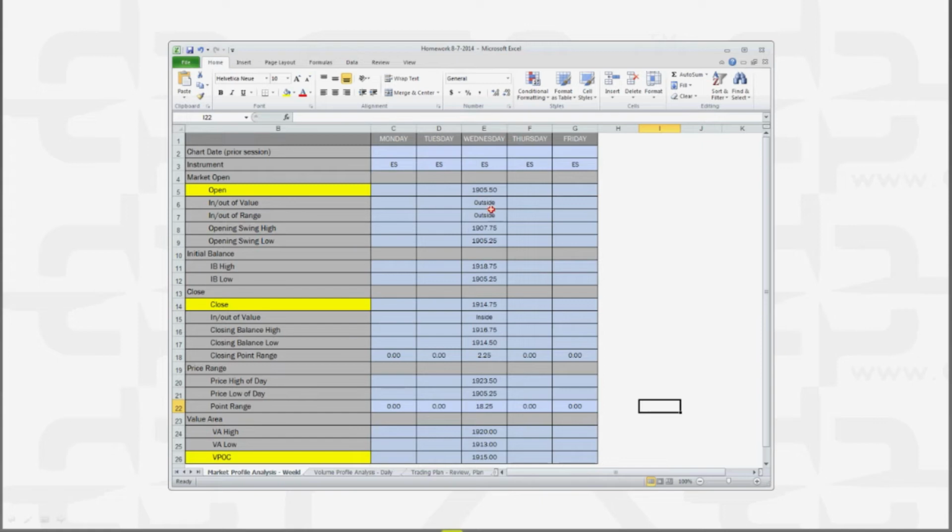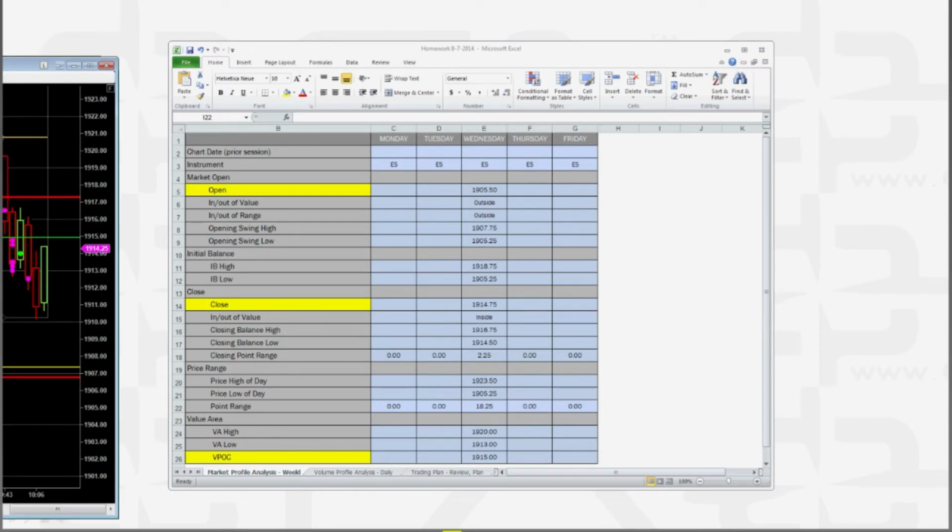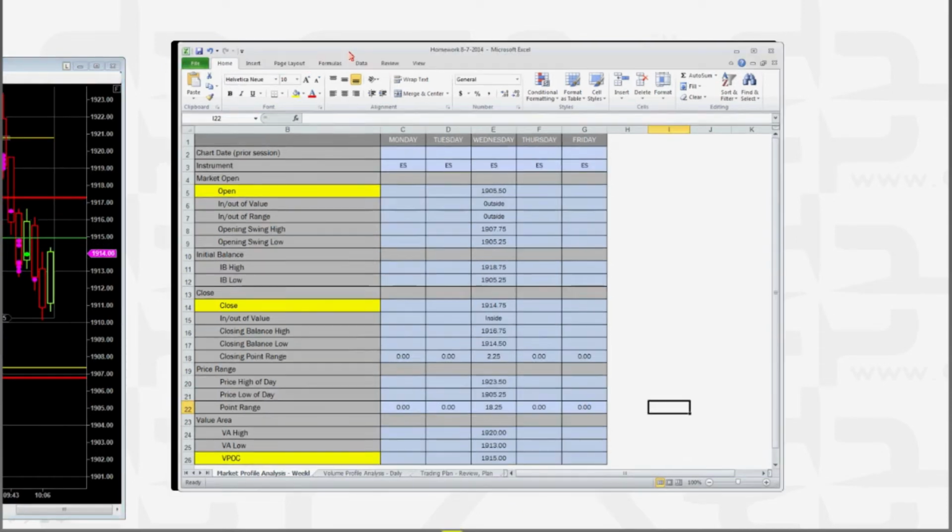So, and this gets back to a question from the beginning of the day, what I did is I identified what is the open, what was yesterday's open, where was it? Was it in or outside of previous days? Bring this over. See if we can do it this way.